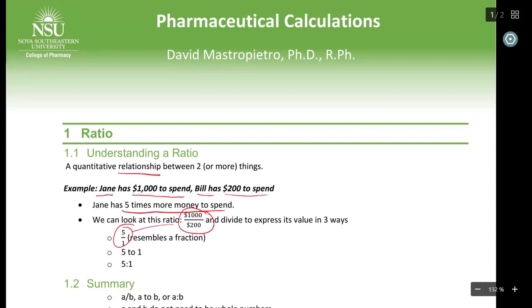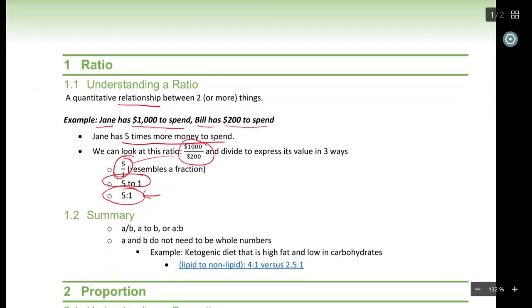Now you can also say it verbally or write it verbally. You can say that there is a 5-to-1 relationship, right? Because Jane has 5 times more than Bill. Or you can also state it this way, with the colon between it, 5-to-1. So if you see this 5-to-1 written this way, notice it is the same thing as writing it as a fraction, so don't get tripped up by that if you do see that.